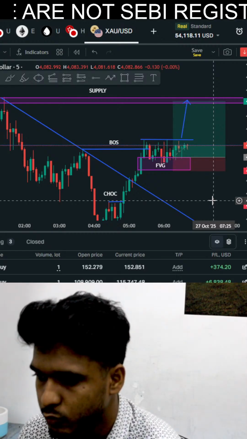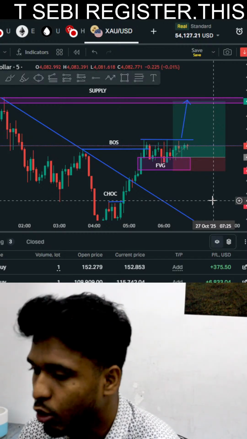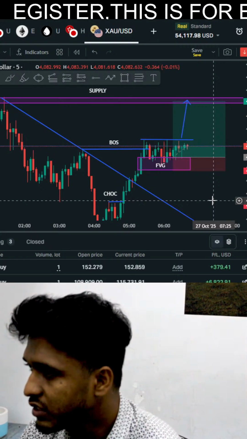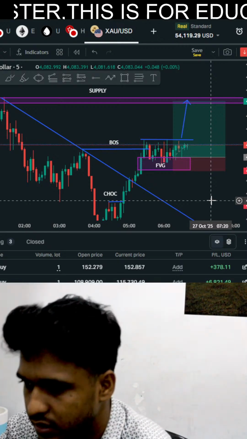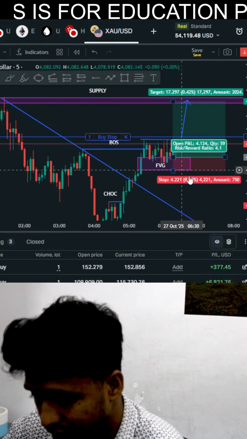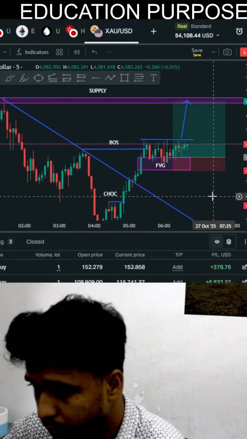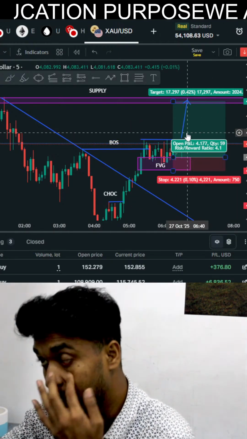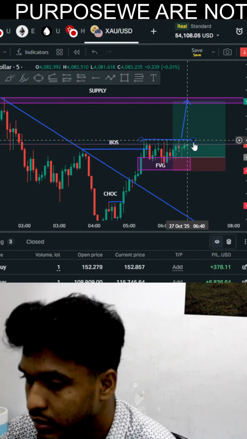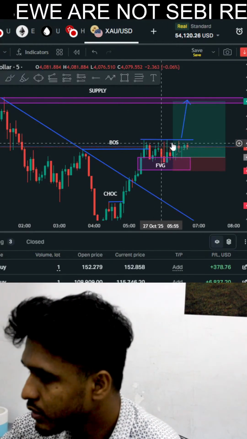Let's move on. Already I have closed my trade and I am still just waiting for the range breakout. If this range breaks, I'll enter in a buy again, like here. I can put a buy stop, but I won't put it now. If I put it now, the market might spike and execute our trade as a buy. Then what would happen? The market has the possibility to do a liquidity sweep in this zone.